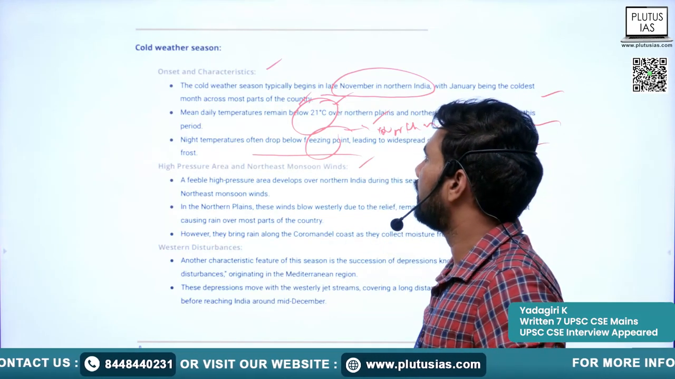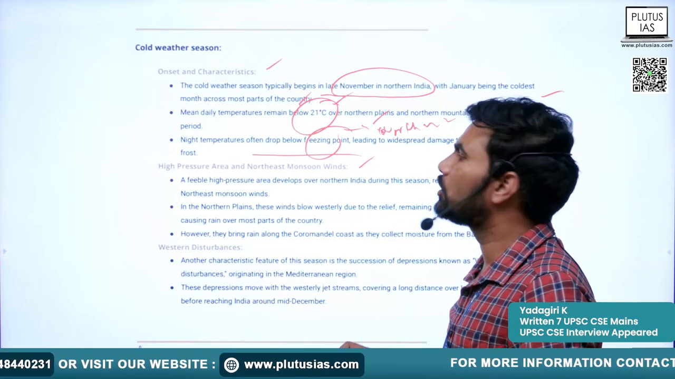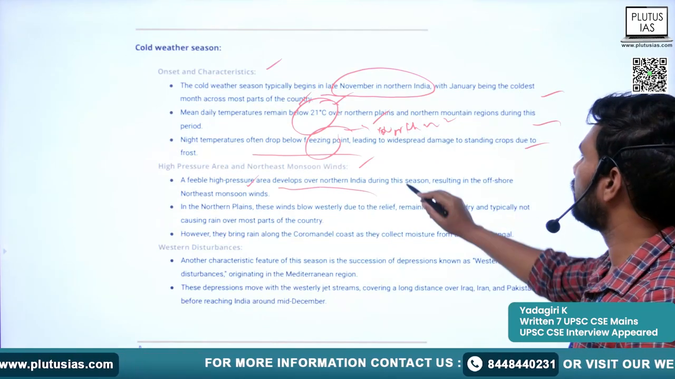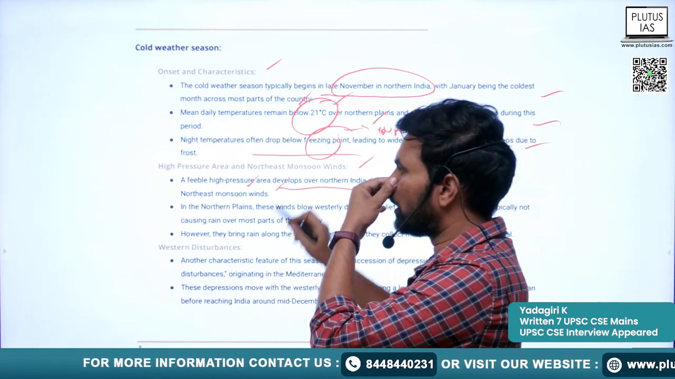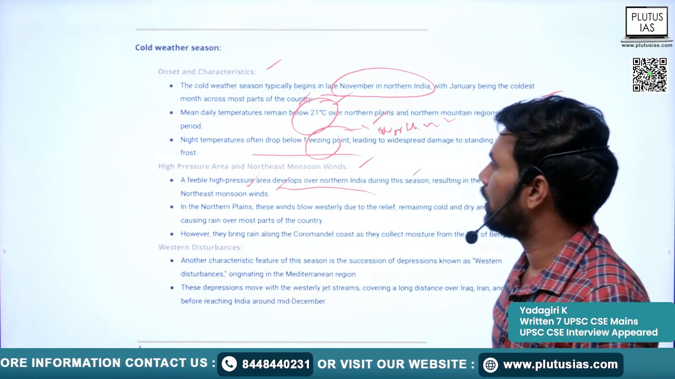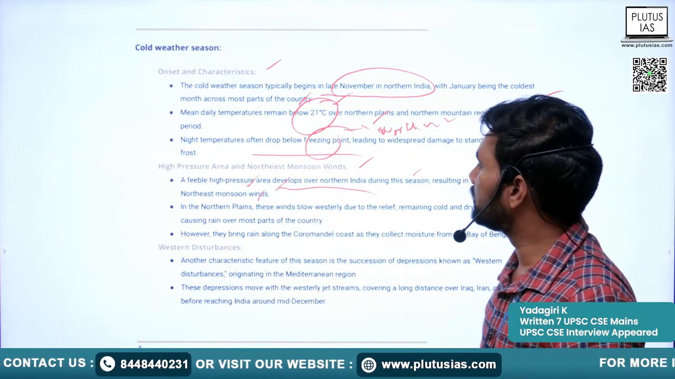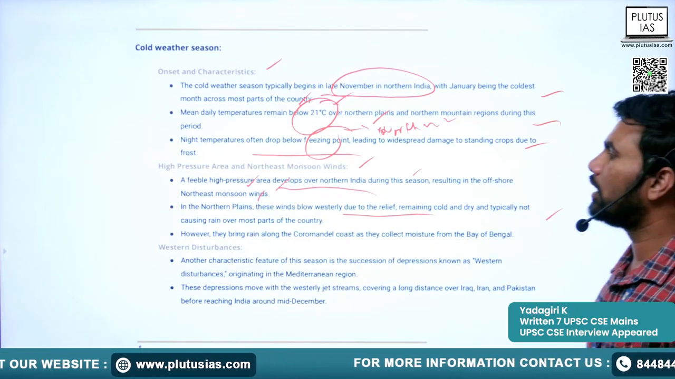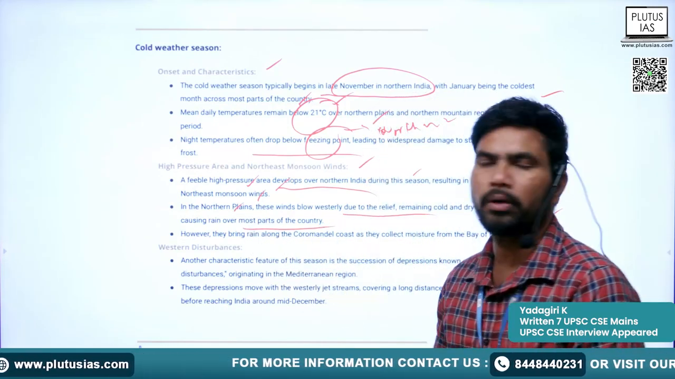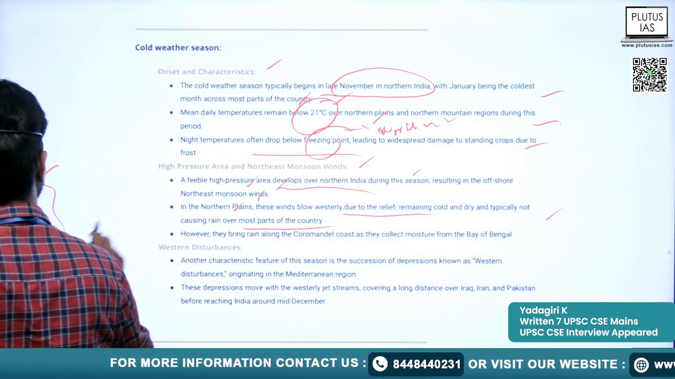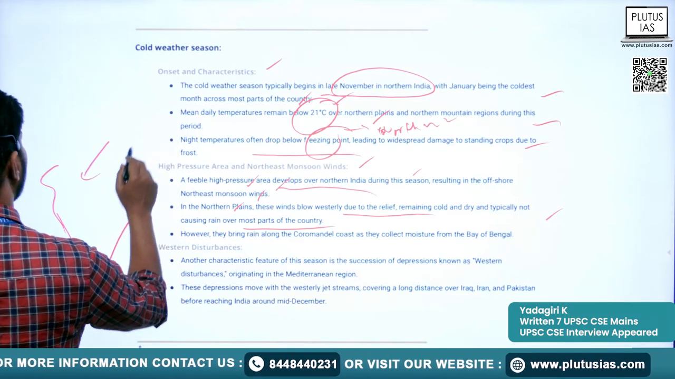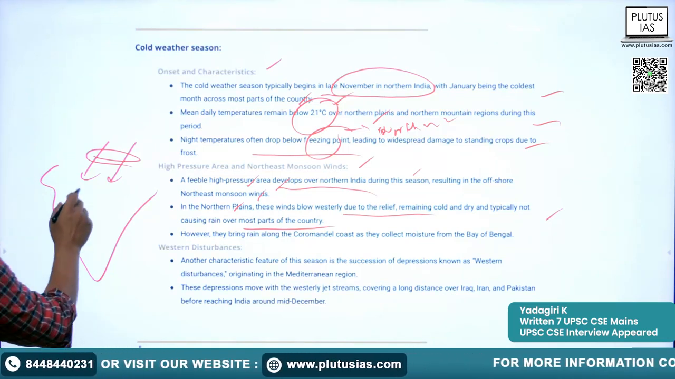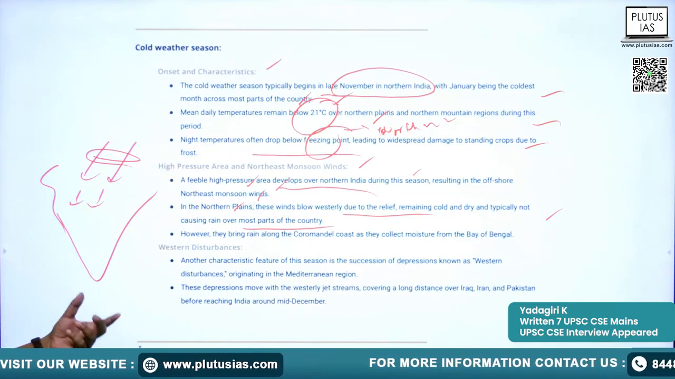High pressure area and the northeast monsoon winds are also witnessed during this season. A feeble high pressure area develops over northern India during this season, resulting in the onset of the northeastern monsoon in India. In the northern plains, the winds blow westerly due to the relief, remaining cold and dry, typically not causing any rain over most parts of the country, because they are flowing from the land area. Because of this reason, they are devoid of any moisture. So basically these winds are cold and dry.